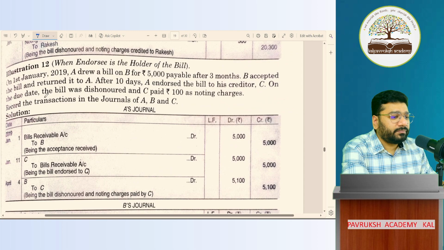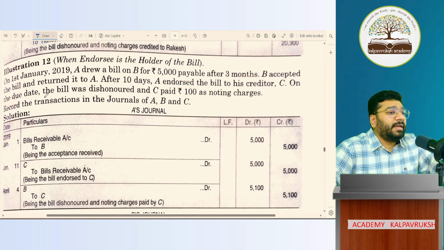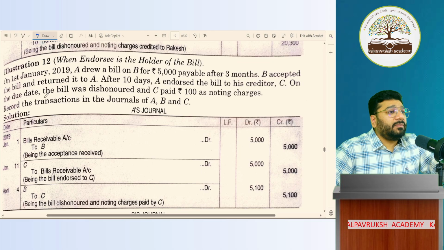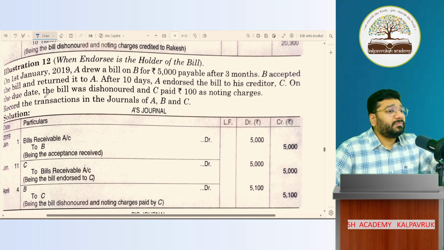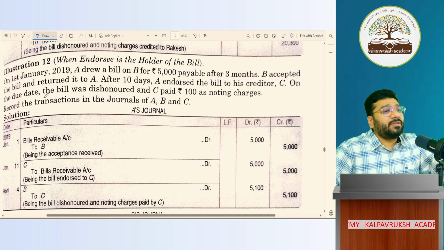Now I will do question 12, a question of endorsement and then the bill being dishonored. Sir, can you do one question of dishonor in the case of bill discounting? I will do, not one question, more than one question. Don't panic. But today we'll start the fresh concept.